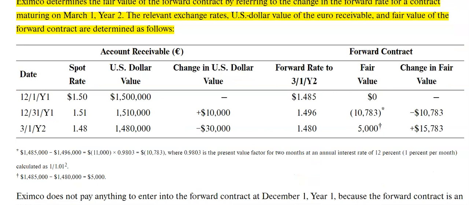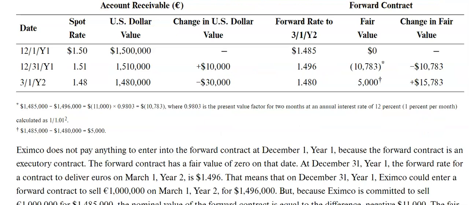X & Co determines the fair value of the forward contract by referring to the change in the forward rate for a contract maturing on March 1, year 2. The relevant exchange rates, U.S. dollar value of the euro receivable, and fair value of the forward contract are determined as follows. Table summary. The heading Accounts Receivable applies to U.S. dollar value and change in U.S. dollar value columns. The heading Forward Contract includes the fair value and change in fair value columns.